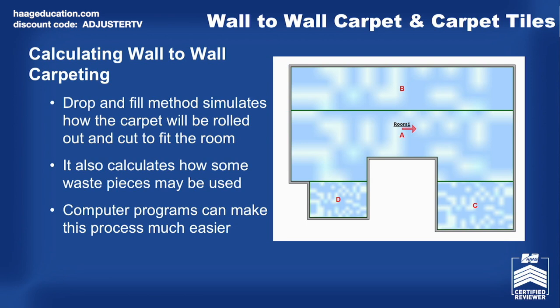Another method that's sometimes utilized is the 15% waste method. This is kind of an old school method where it was determined that the average home would have about 15% waste. And some people still utilize this method to get a basis for cost for replacement for carpet in a room or in an entire house. Obviously, the drop and fill method is going to be much more accurate because it utilizes the exact measurements that you have to make that determination.